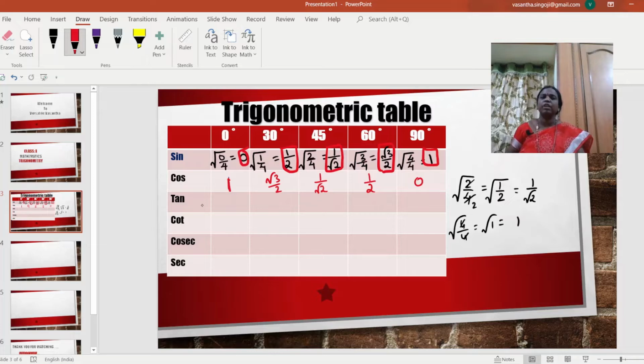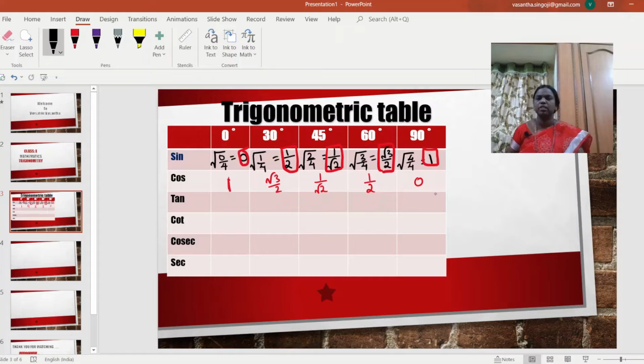Now how to go for tan now? So now let us try to understand how we need to go for tan. So let me calculate here. What is our tan value? Let us try to recollect. Tan is nothing but a ratio which is obtained by dividing sine by cos, isn't it?